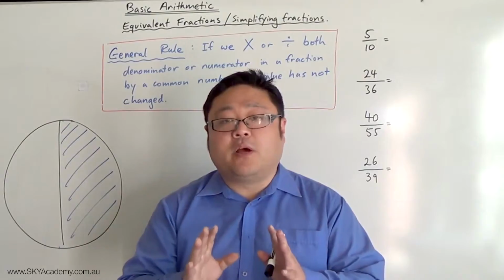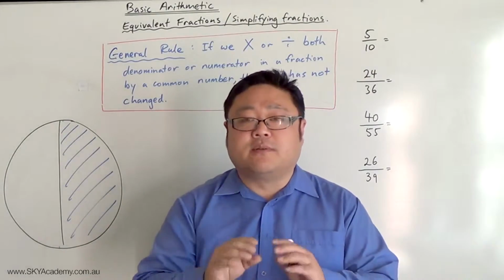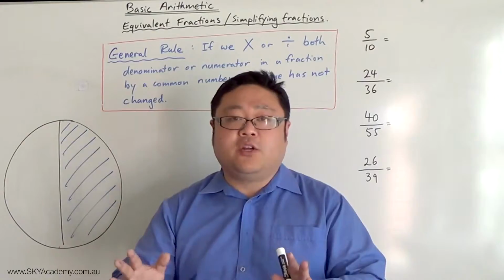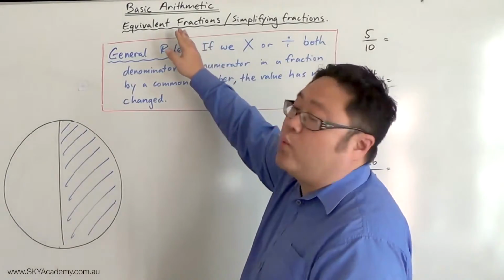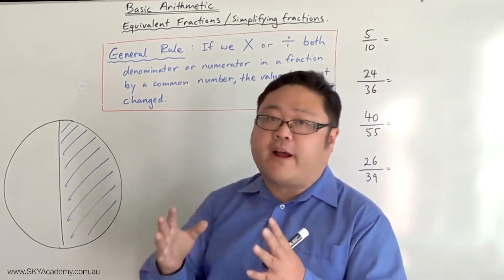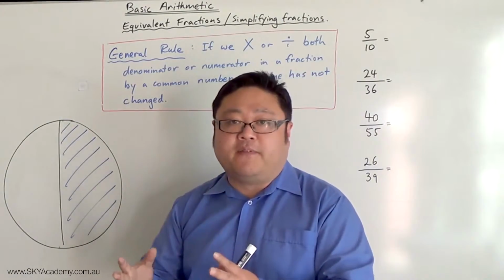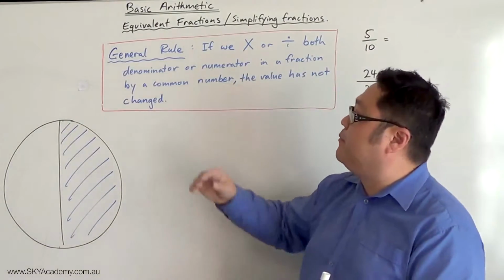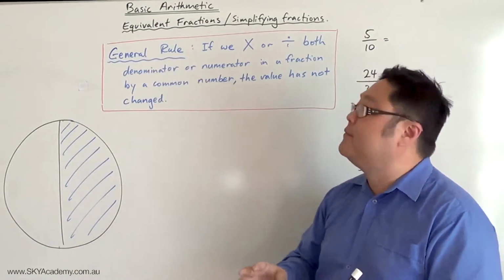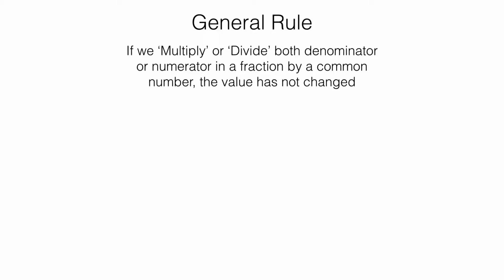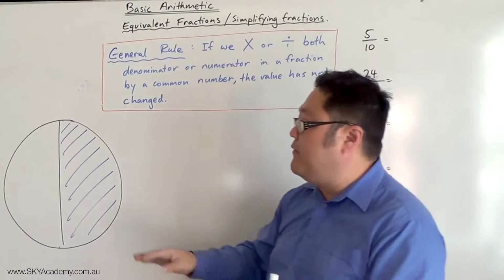And in this episode, what I want to do is a quick refresher on some maths that should be well within your knowledge banks, and that is dealing with equivalent fractions or simplifying fractions down to their lowest terms, or till it can't be simplified anymore. So, for example, the general rule is if we multiply or divide both the denominator and numerator in a fraction by another common number, then the value has not changed, okay? And I'll demonstrate that by way of example.